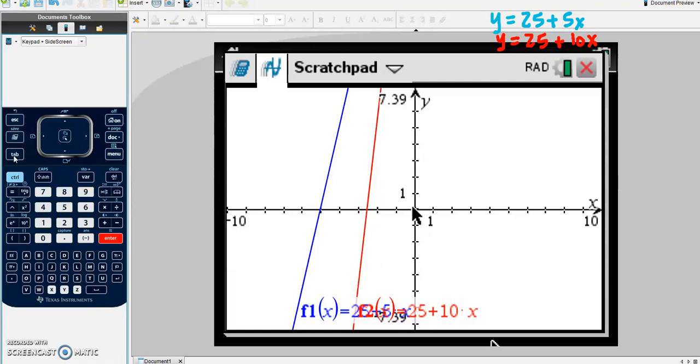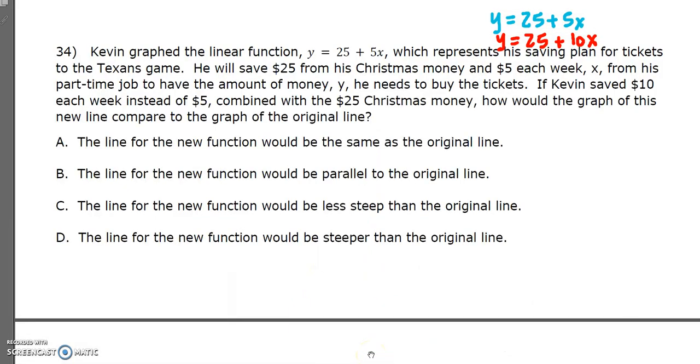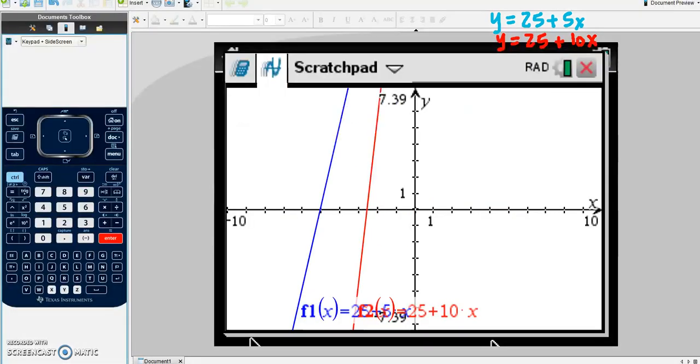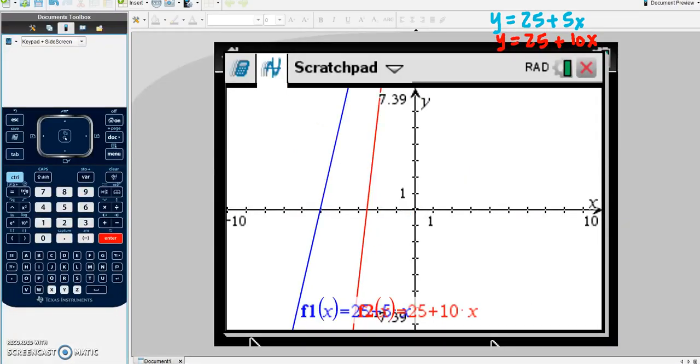It's a little hard to see, but let's go back to our questions and see if we can narrow it down. So if I go back, it says the line for the new function would be the same as the original. Okay, are those the very same line? No. So we know A is not it. Then it says the line for the new function would be parallel to the original line. Well, is that parallel? Can you guys see that this down here is wider than this up here? So I don't believe it's going to be parallel.